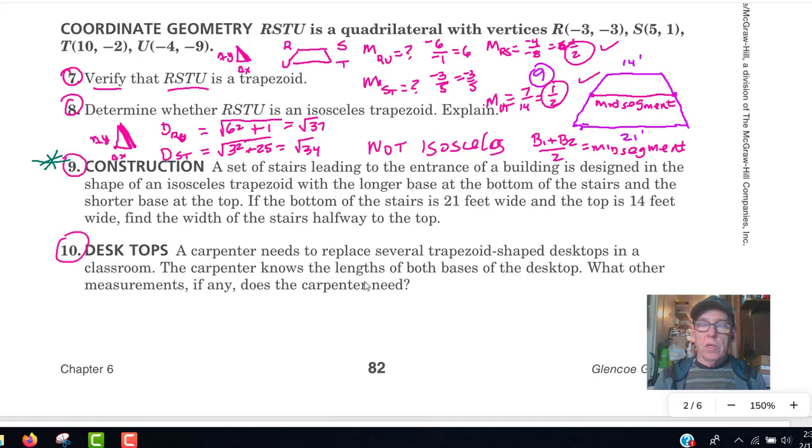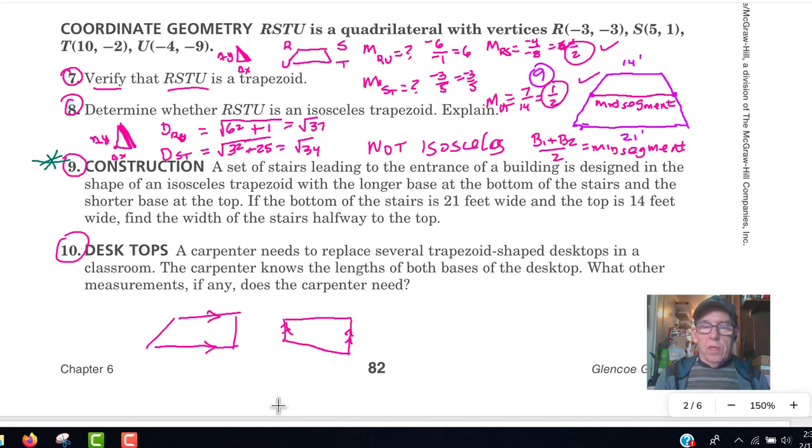Here for number 10. Okay, so for number 10, this carpenter needs to replace some trapezoid-shaped desks. Let's see what we got here. So let's draw a couple of trapezoids. So here's a couple of possible desktop shapes. You've got exactly one set of parallel sides. So he's going to replace these.